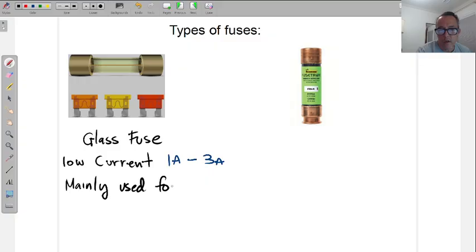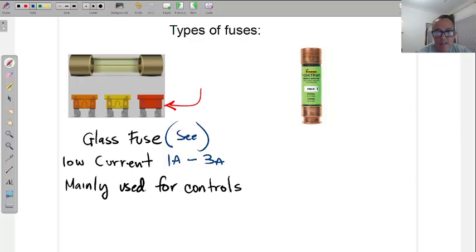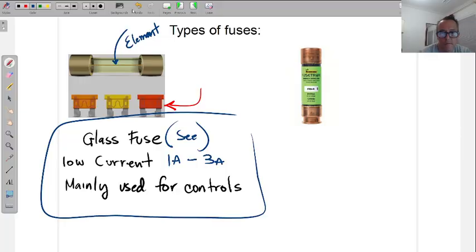And mainly, not always, but mainly used for not motor control specific, but controls. Motor control, lighting control, automotive control. All right, if you open up your car's electrical little box, you will find this type of fuse there. This is a glass fuse, all right? The thing with a glass fuse is you can see through it. You can see the element. That's what that little thing there is called. It's called an element. You don't have to write that, but you do want to grab these as notes.